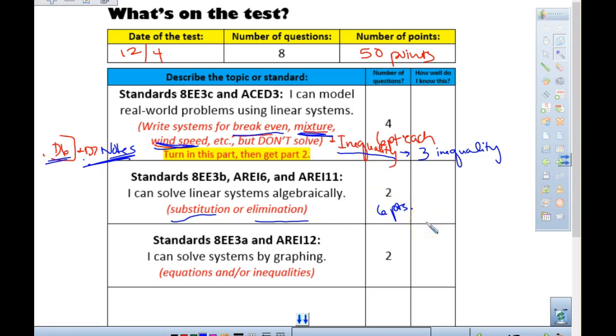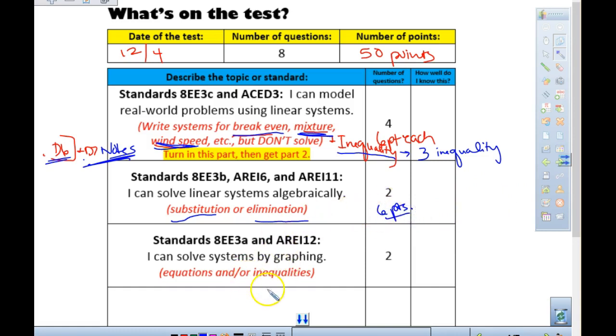And then I will give you the correct equation, so that if you would have made a mistake writing the mixture or the wind speed or the break-even one, I'm going to give you the correct 2 equations, and then I'll ask you to solve it from there. So I am not going to grade on the fact that maybe you didn't know how to write it if you then know how to solve it. So that'll be worth 6 points.